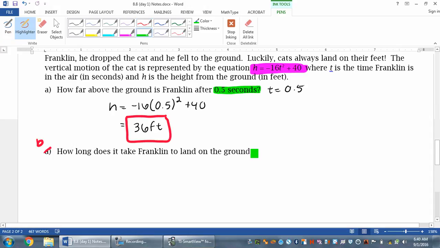So what do we know about the ground? What is the height of any object when it's on the ground? The height is zero. Again, we're going to start from the original equation, and h was 0. So 0 equals negative 16t squared plus 40. These are two totally different parts. We start from the original equation, not the one having 0.5 in place of t.